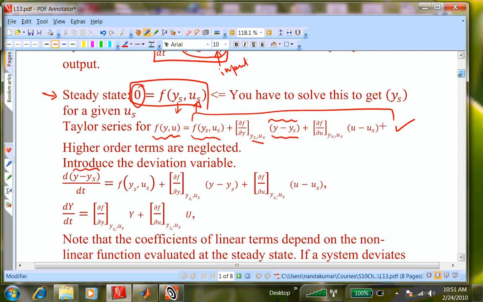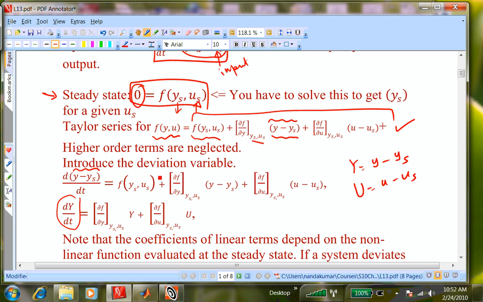Okay? Any questions? So, on the left hand side, I have d dt of y minus ys, which is basically the original term. I have introduced ys in terms of the constant. And I have replaced it by the Taylor series, f at ys, us plus df dy times y minus ys plus df du times u minus us. Now I'm defining my capital Y as my deviation variable, y minus ys, and capital U as u minus us. Okay? So the first term simply becomes capital d capital Y dt in terms of the deviation variable.